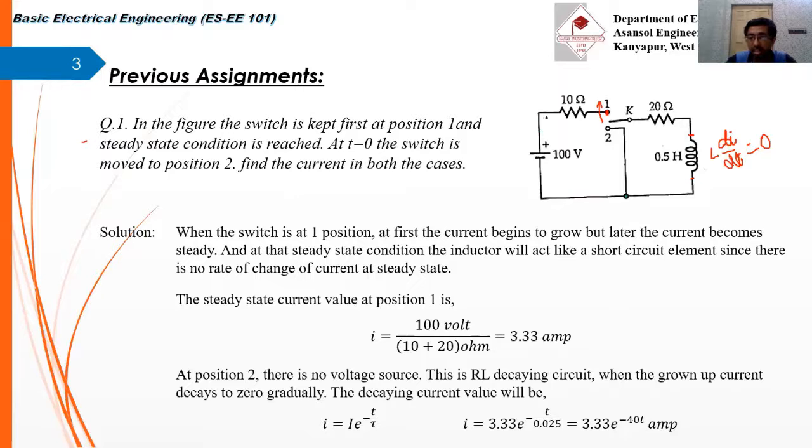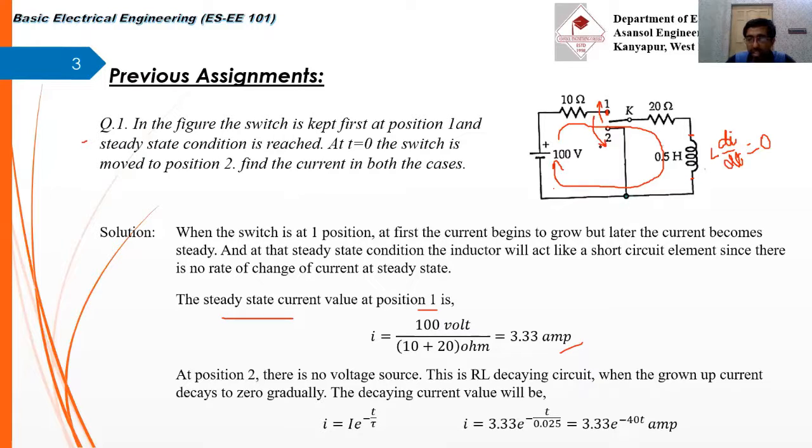So in this whole circuit, the current movement will be like this, through the switch, and this circuit will act as a resistive one, and total resistance will be 20 plus 10, that is 30. So at steady state condition, the current is I equals to 100 divided by (10 plus 20) ohm equals to 3.33.